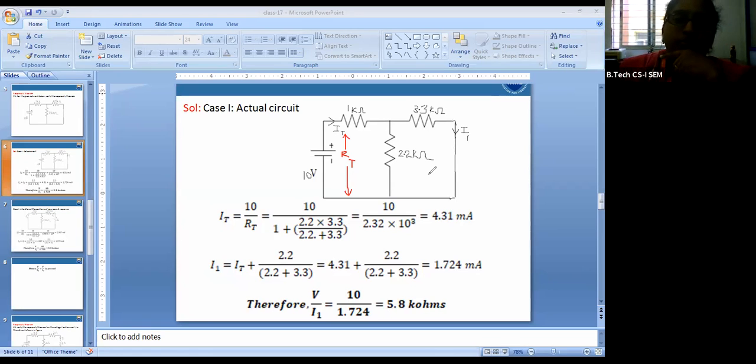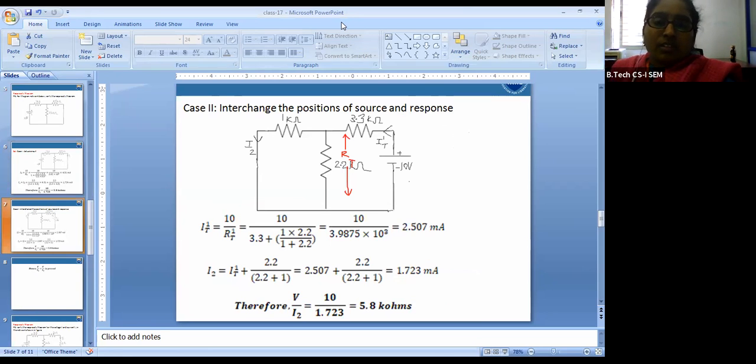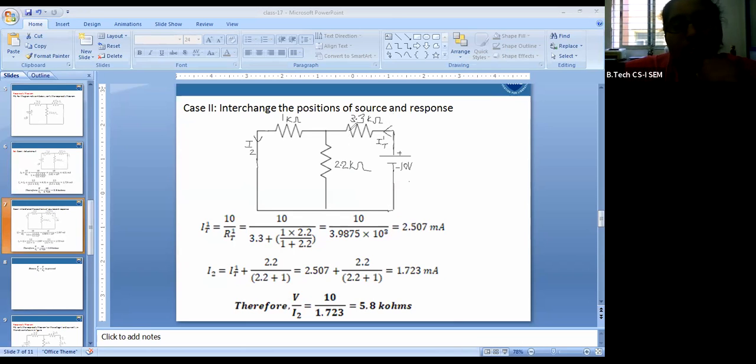Okay. Next, we go for case 2. Interchange the positions of input and output, that means source and response. So the 10 volts is placed here, where we had taken the current previously. Keep the voltage source here and find the current where we had the voltage source previously. In that case, let us say the response current is just a different notation, I2, just for identification.